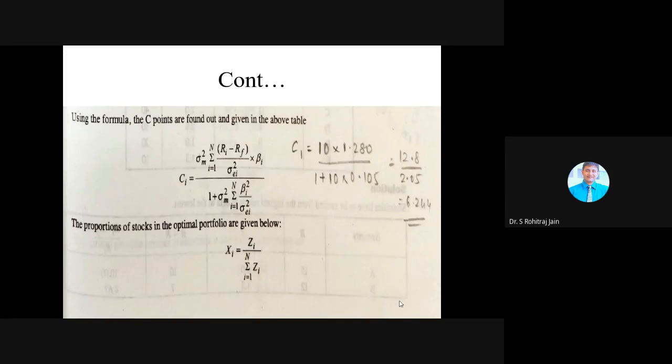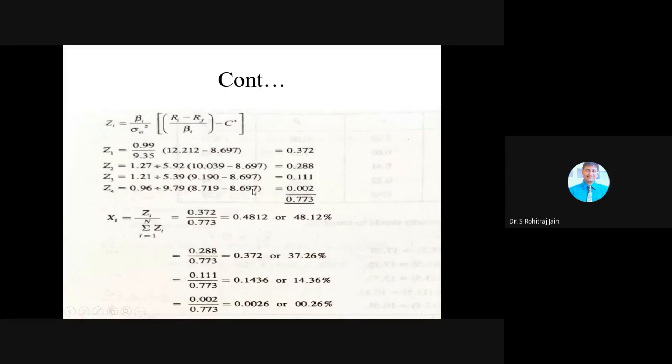The proportion of funds that has to be invested in each security, that is Z1, Z2, Z3, and Z4. So after finding out, I'll be putting these values into X1, X2, X3, and X4. Remember this, students, when you add this, it has to be 100%. Then only we can say that the portfolio is 100%. Clear?